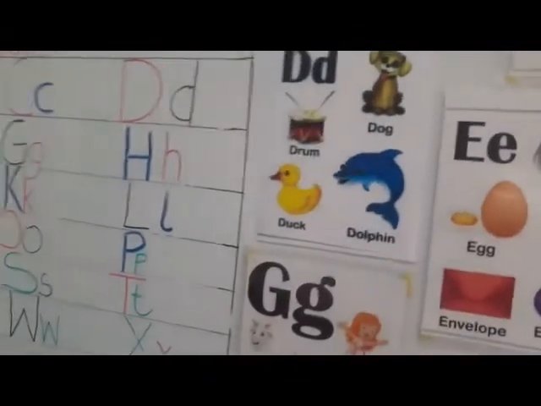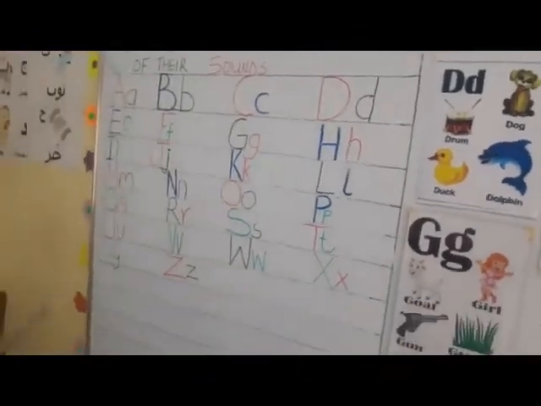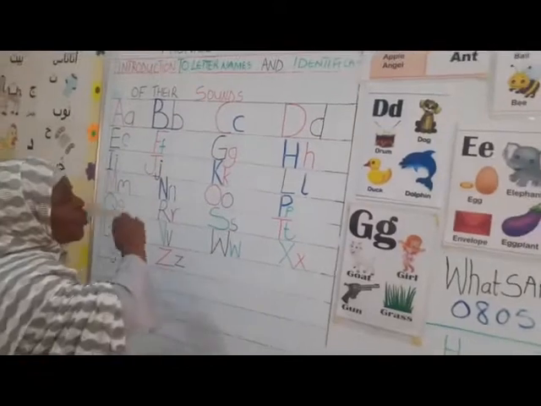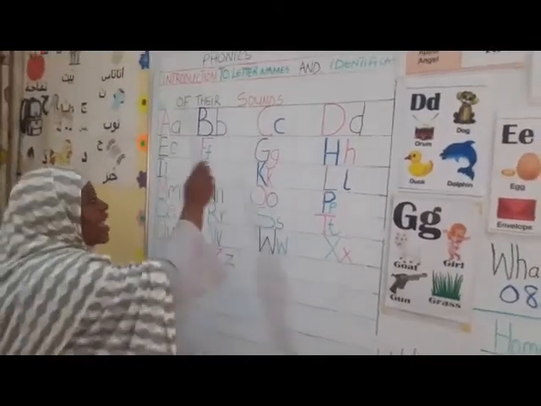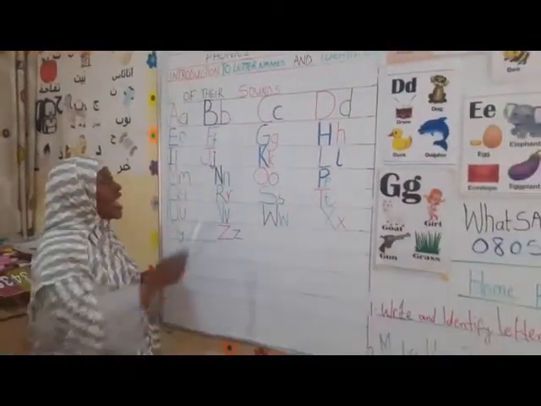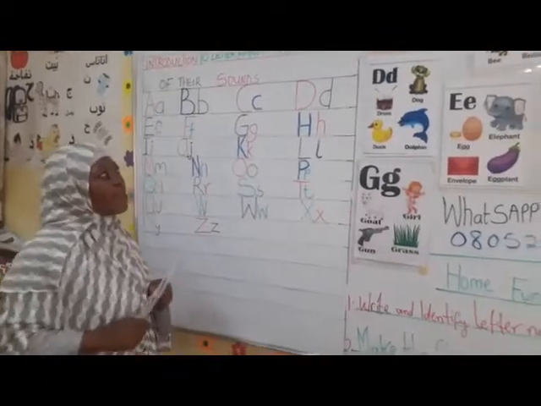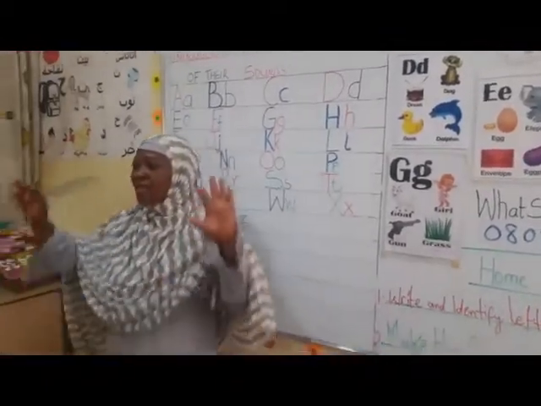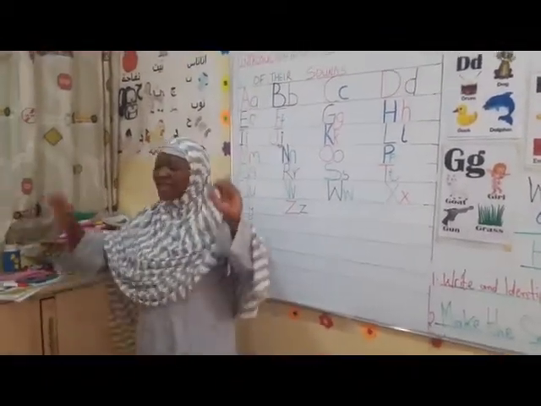Let's go to the next letter. The next letter is what? Letter C. Letter C. Are you all saying it? Letter C. What is the sound of letter C? It sounds k. It sounds k.